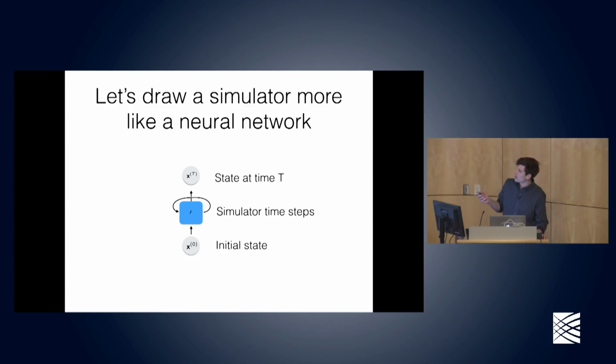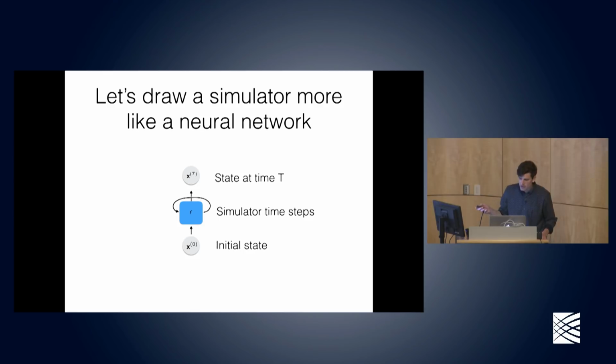First, before we get into training simulators on data, it's helpful to think about how these can become differentiable machines in the first place. So let's draw a simulator more like a neural network. You notice the simulator takes in a state, let's say coordinates at time 0, and then operates on it a few times with some kind of inner loop time stepping function, and then outputs the state that you get at time t.